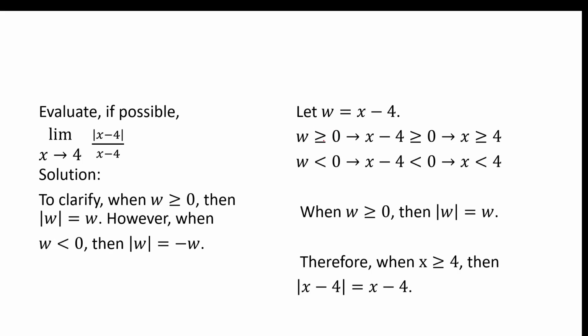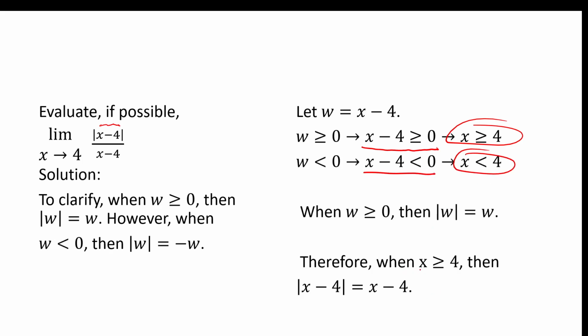Now, when w is greater than or equal to 0, that's like saying x minus 4 is greater than or equal to 0. In other words, we're going to let the interior part of that absolute value be greater than or equal to 0. Well, x minus 4 being greater than or equal to 0 is another way of saying x is greater than or equal to 4. Or when x minus 4 is less than 0, that's another way of saying x is less than 4.